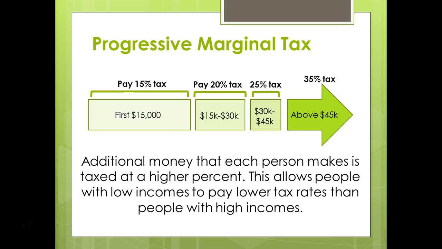So this essentially increases the amount of money you pay as you earn more money, and decreases the amount of money you pay as you make less money. So this allows people with low incomes to pay lower tax rates than people with high incomes. And when times are tough, when people are earning less money, they pay less in taxes. And when times are good, when they're earning more money, they pay more in taxes. So it helps out when things are tough, and it slows things down when things are good.